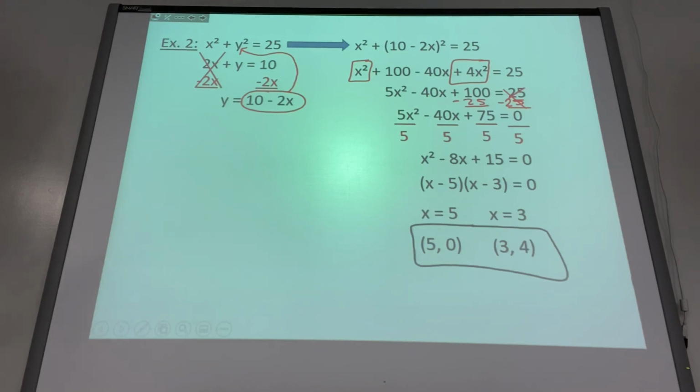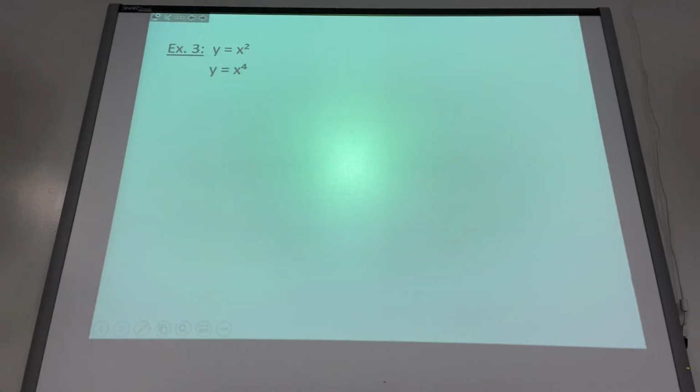All right. Again, can't do elimination here because the x's weren't the same, the y's weren't the same. Questions about number 2? Just one more of these and then we'll get our calculators out. Number 3, here we go.